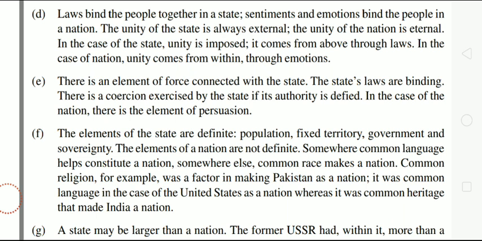F. The elements of the state are definite: population, fixed territory, government, and sovereignty. The elements of a nation are not definite. Somewhere, common language helps constitute a nation. Somewhere else, common race makes a nation. Common religion, for example, was a factor in making Pakistan a nation. It was common language in the case of the United States as a nation, whereas it was common heritage that made India a nation.